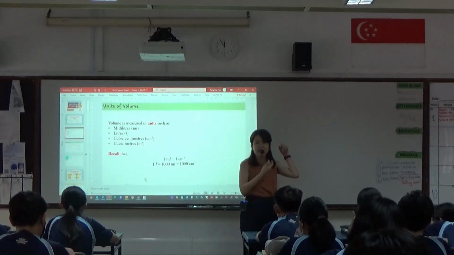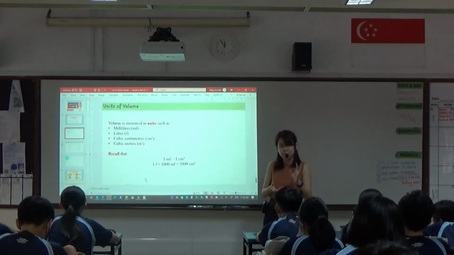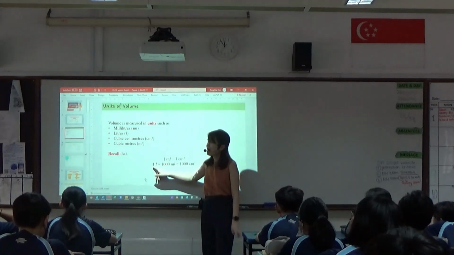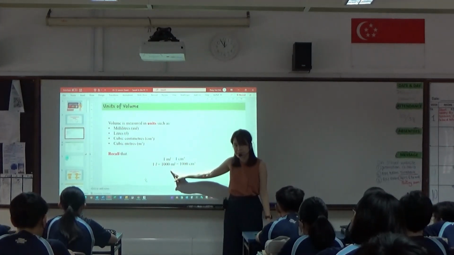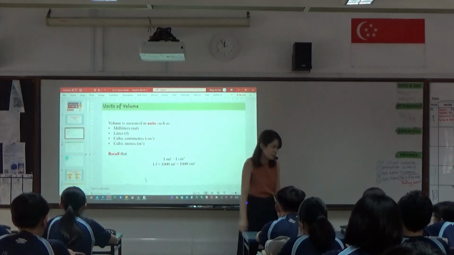So if you have a 500 milliliter water bottle, it is also 500 cm cube. Then 1 liter is actually 1000 milliliters, right? Which is then equal to 1000 cm cube.